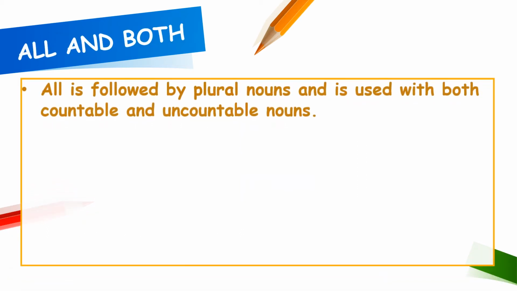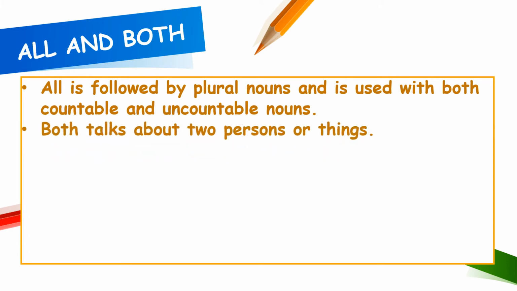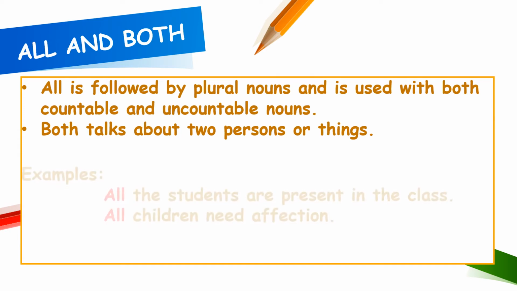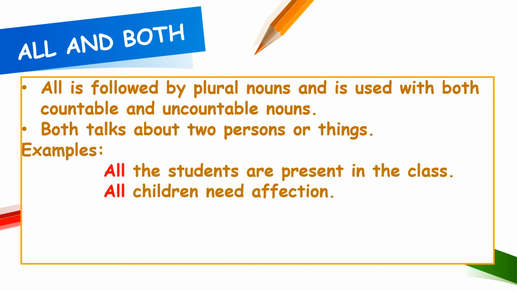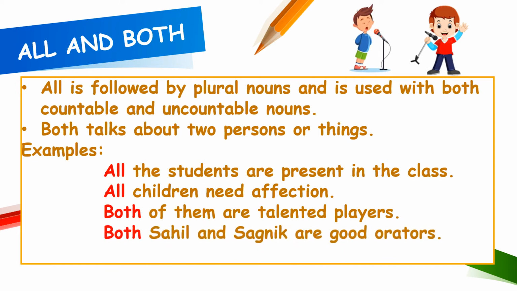Next, in the same category, we have all and both. All is followed by plural nouns and is used with both countable and uncountable nouns. Both talks about two persons or things. For example, all the students are present in the class. All children need affection. Both of them are talented players. Both Sahil and Sagnik are good orators.